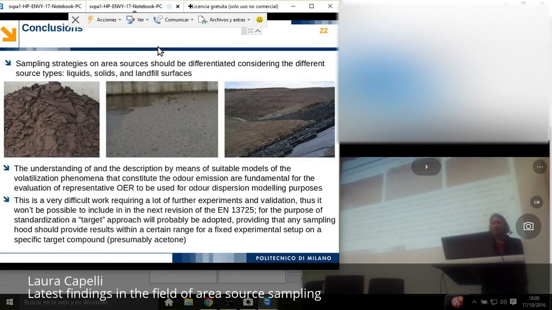Of course, this is all very complicated, and as far as our research work is concerned, this will require a lot of further experiments and validation and so on. But of course, there is not only research, there is also standardization, which is important. And in this moment, as I said in my introduction, there is a problem about in some way improving the first version of the EN 13725 by adding some more information about how to carry out the sampling on area sources.